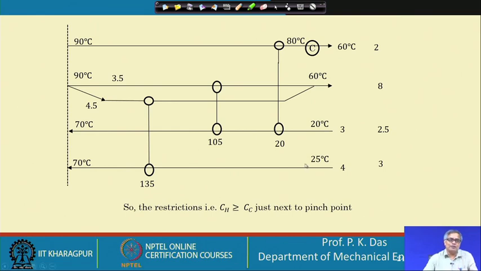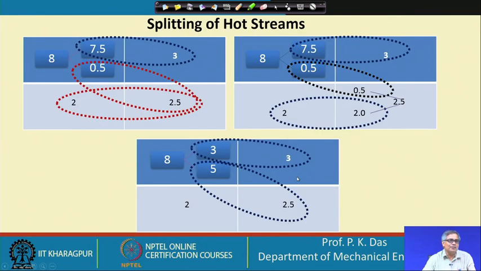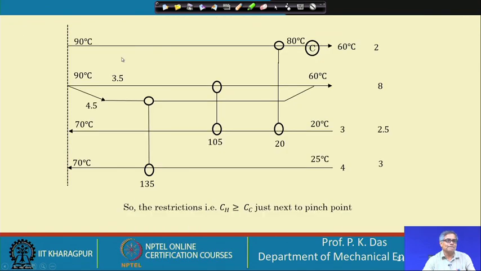So, I have to split a hot stream, and which hot stream do I have to split? Here we can see that there is a hot stream with a heat capacity rate of 8 kilowatt per degree Celsius, that hot stream I have to split. Now, we have got the cold end solution. This is one hot stream, it starts from 90 degree Celsius, that is the pinch point, and goes to 60 degree Celsius. Another hot stream also starts from 90 degree Celsius and goes to 60 degree Celsius, its heat capacity rate is 8, and we have seen this has to be split.